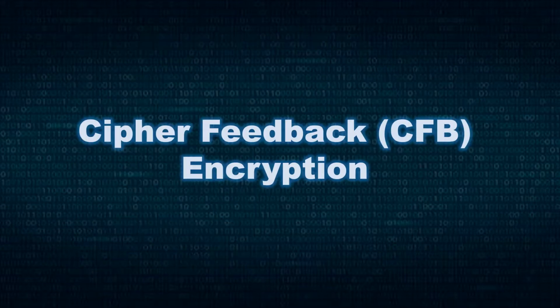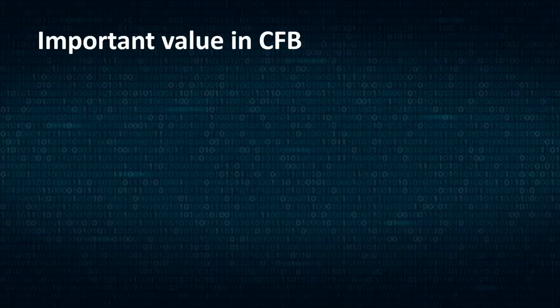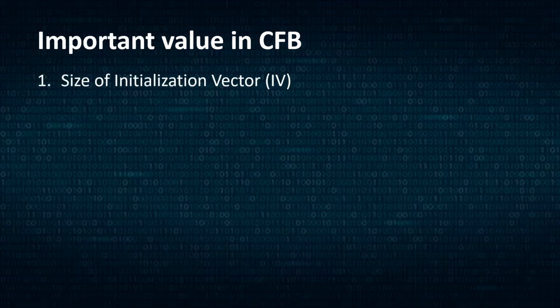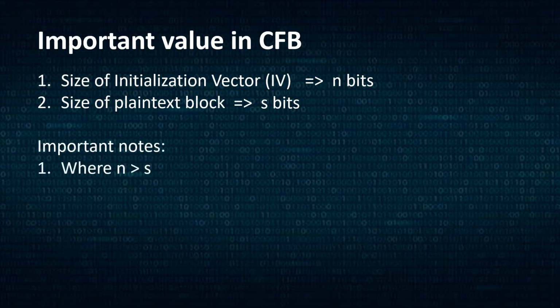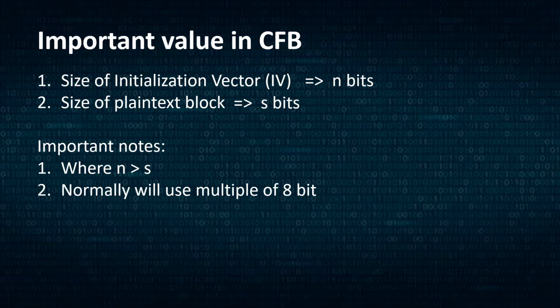Cipher Feedback Mode encryption. Before we start with the operation, we need to define some important values. First is the size of the initialization vector, which in this video I will refer to as n bits. The second value is the size of the plaintext block, which I will refer to as s bits. The plaintext block size also affects how many cycles of the CFB process are repeated later. Keep in mind, the n value must be larger than the s value, and the sizes of both values are normally multiples of 8 bits. Now, both values are ready, we can proceed with the CFB process.